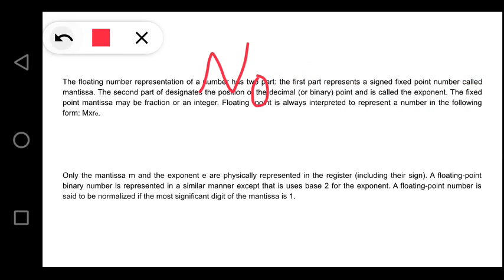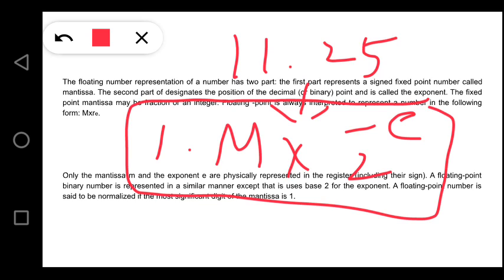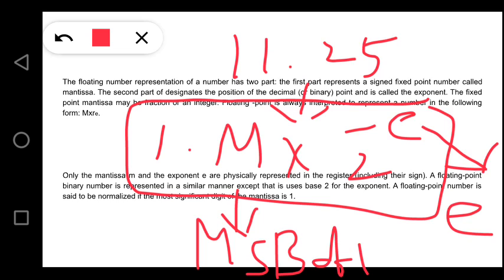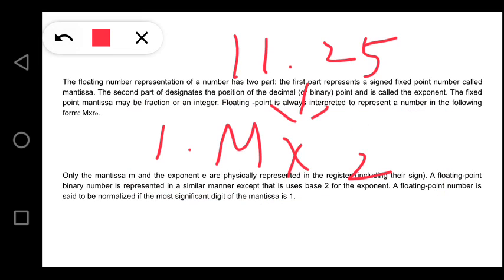Normalization means if you take any real number, like let's assume 11.25, it should always be represented as 1 dot mantissa into 2 power minus e. This is called the standardized or normalized way of representing any floating point number. So here m is called mantissa, e is called exponent. Moreover, the most significant bit MSB of the mantissa should be non-zero. Remember, these are the two important rules when it comes to standardizing the way of representing a floating point number.